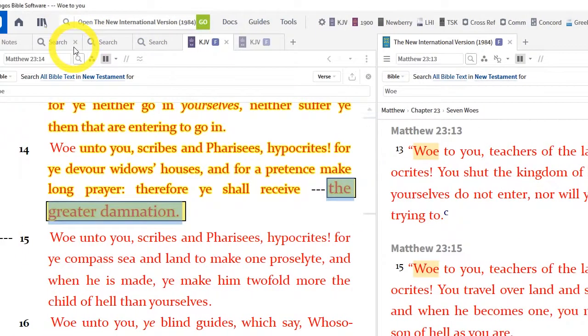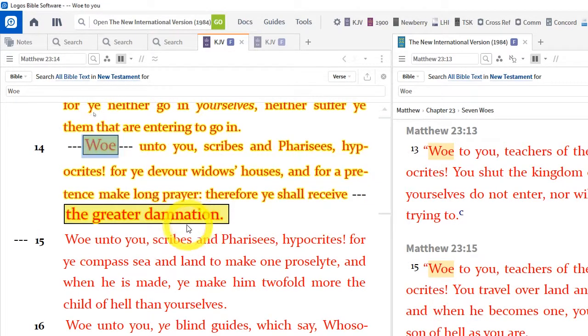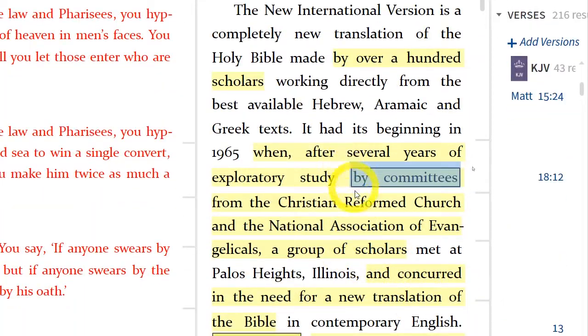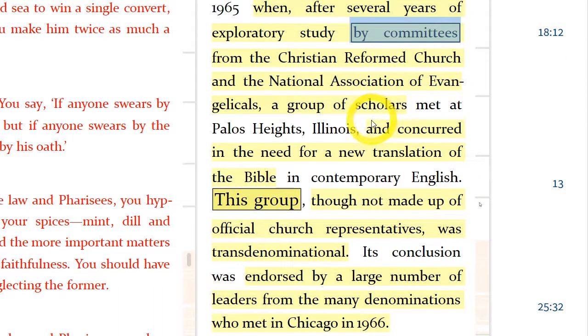That's a pesky little word right there. This is a pesky little verse condemning teachers and scholars and leaders, that they're going to have the greater damnation. We can't have that in there now. No, no, no, no. How about we pull a committee together, and let's just vote that little thing out of there, the pesky little words of Jesus, you know?